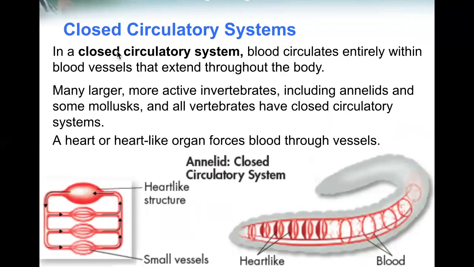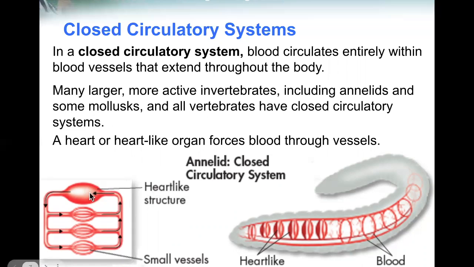In a closed circulatory system, blood circulates entirely within the blood vessels that extend throughout the body. Many larger, more active invertebrates, including annelids and some mollusks, and all vertebrates, have closed circulatory systems. A heart or heart-like organ forces blood through vessels.